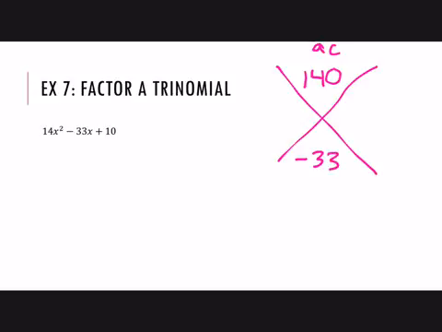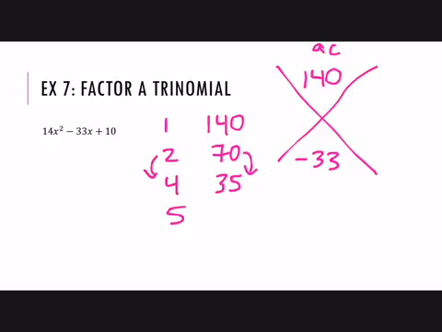Okay, so I need two numbers that multiply to be 140 and add up to be negative 33. All right, so let's go with 1 and 140, 2 and 70, and then we just keep going from there. Not 3, 4 would work. And here you can do some little shortcuts. So I'm doubling the 2, so I'm going to have the 70. Okay, so 4 and 35. 5 works, and 5 and 28. Okay, and I think this may actually be the one we want, so let's stop there.